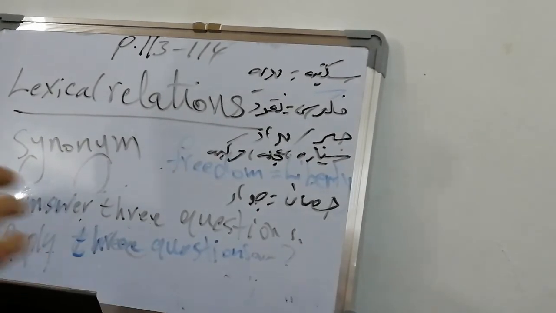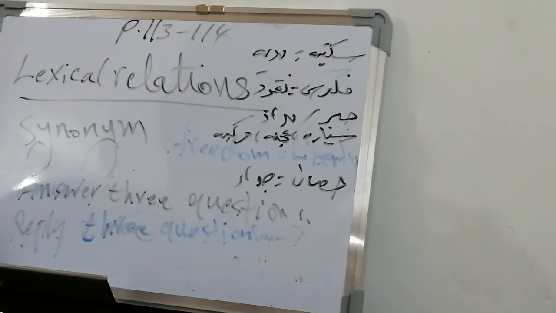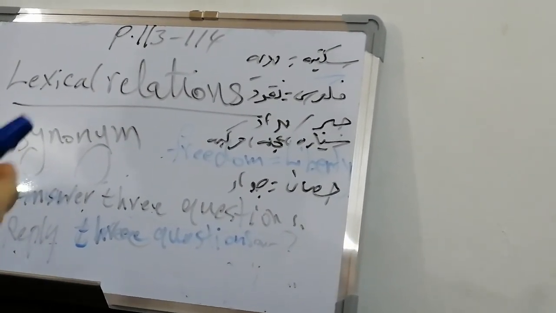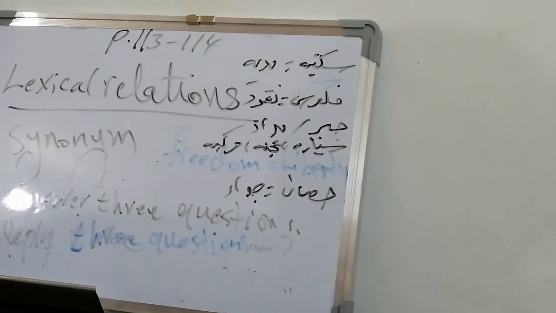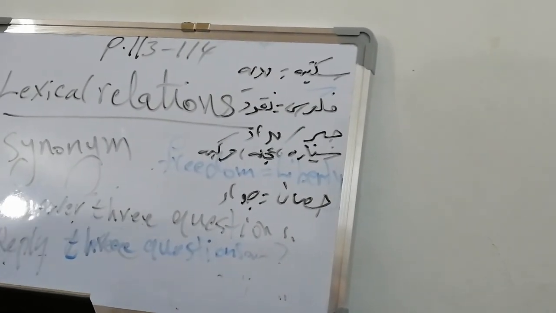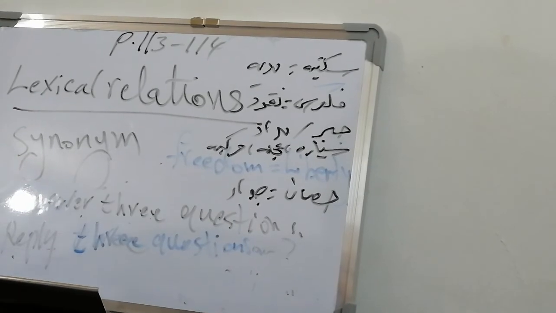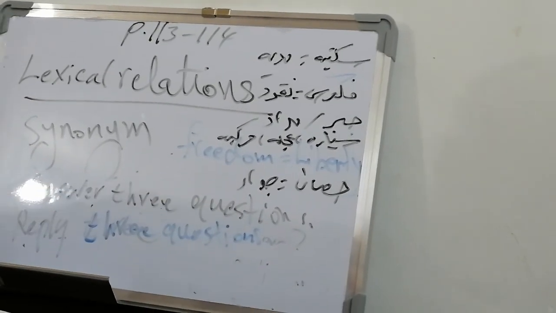So, with this, I stop in order to move to another lexical relationship which is opposite to this. That is what we call antonyms. This is coming to you soon.